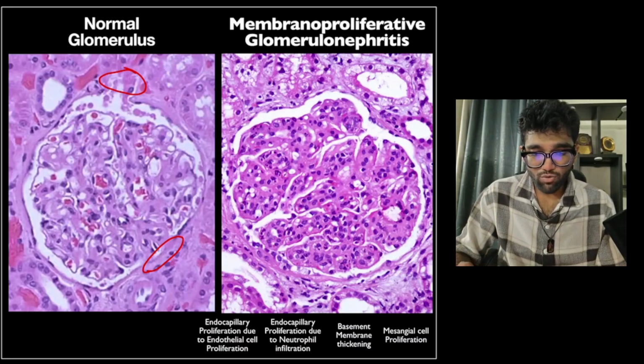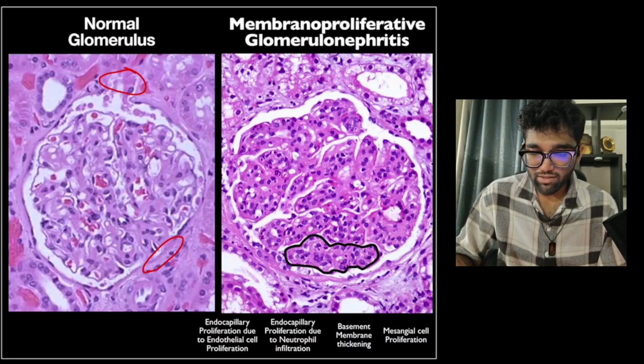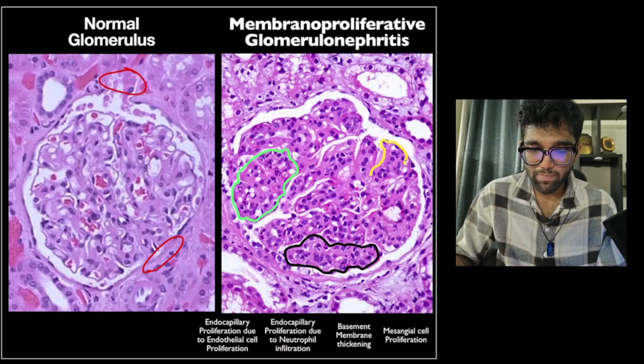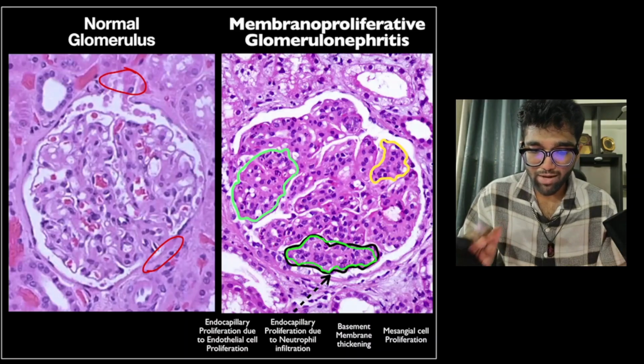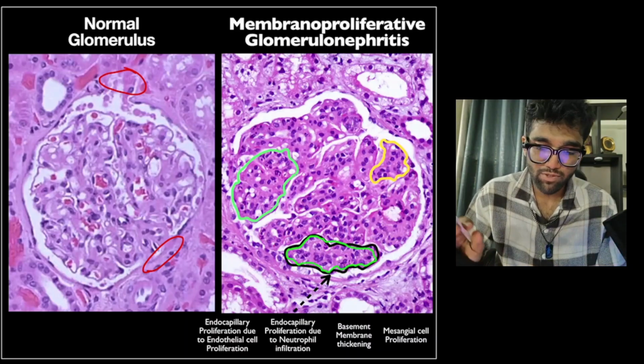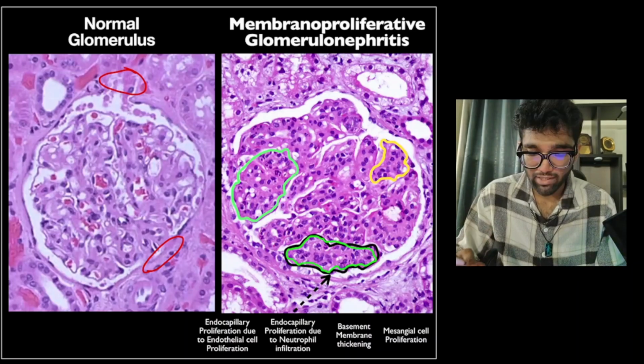Okay. Now, if you look carefully, there are some very specific findings that you can see. The first is, in this particular part of the tuft of the glomerulus, there is a lack of RBCs and open spaces. That is because the capillaries are completely obliterated.